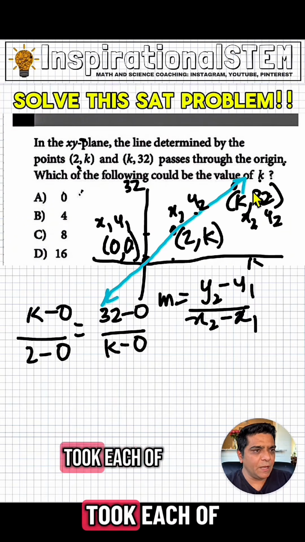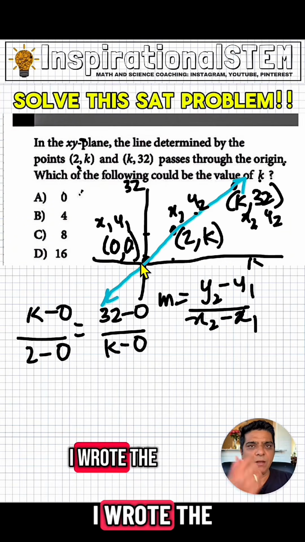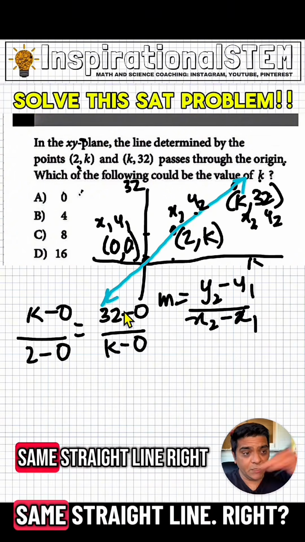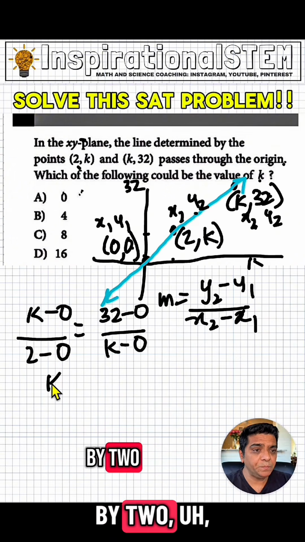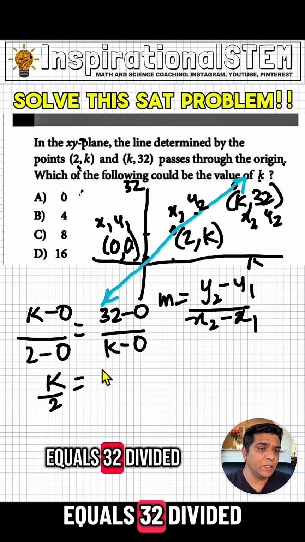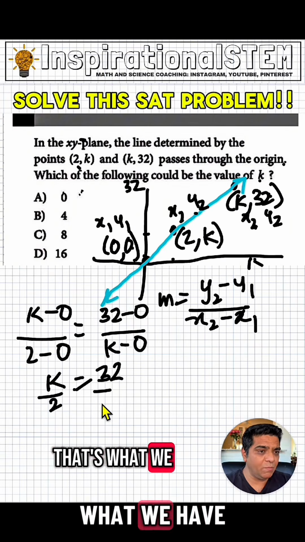So all I did was I took each of these points, and with the origin I wrote the slopes down, and they have to be equal because it's the same straight line, right? All right, let's go and solve this. Let's clean this up. k divided by 2 equals 32 divided by k. That's what we have right now.